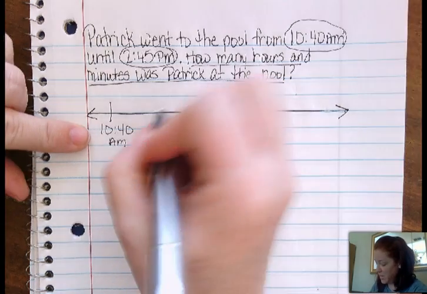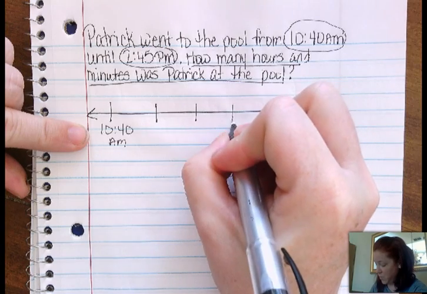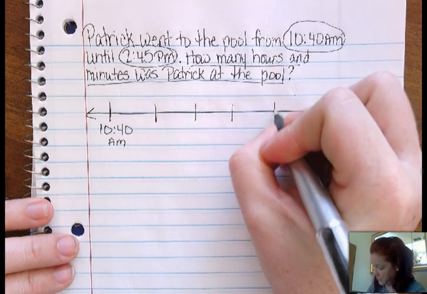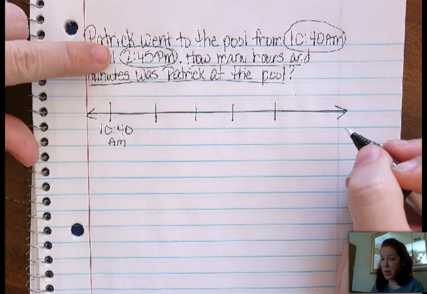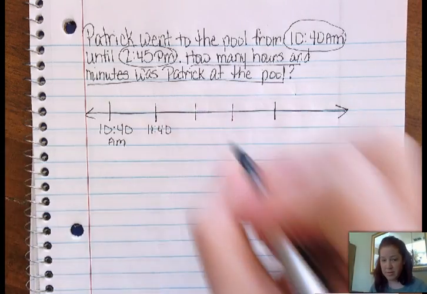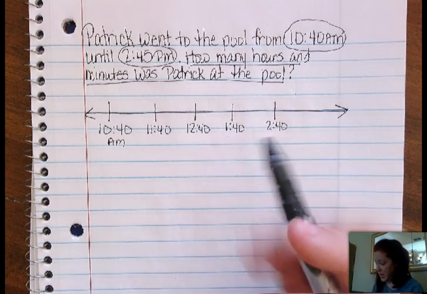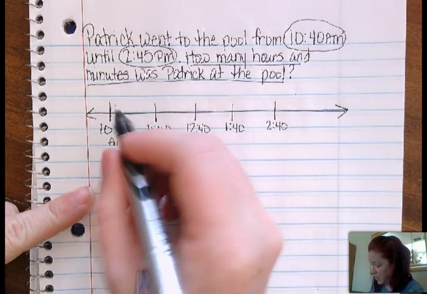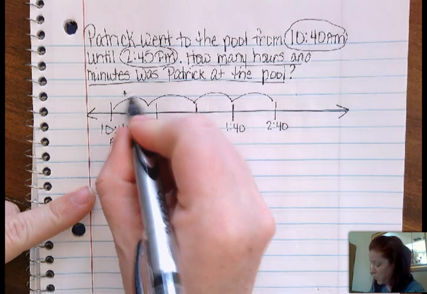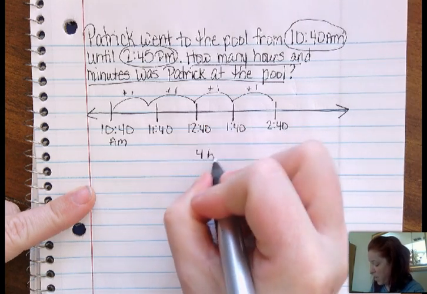So he was there from 10:40 to 11:40 to 12:40 to 1:40 to 2:40. Now I can't go to 3:40 because that would go past my leaving time. So I'm going to write 11:40. Now hopefully you guys remember that when we get up to 12, we circle back around and start with 1 again. So now we're going to count up our hours. 1, 2, 3, 4. So far we have 4 hours.